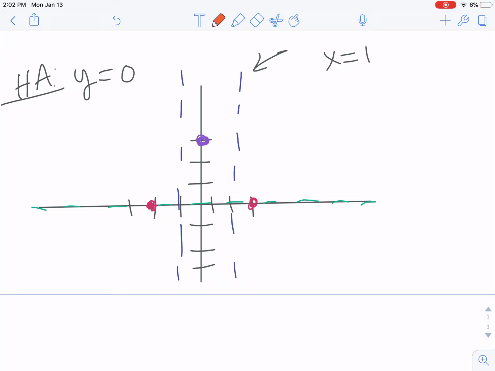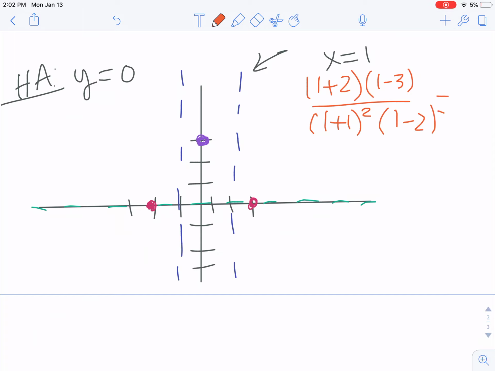So when I plug that into my equation, I get 1 plus 2 times 1 minus 3 over 1 plus 1. That looks bad. I'm going to erase that. And then 1 minus 2.